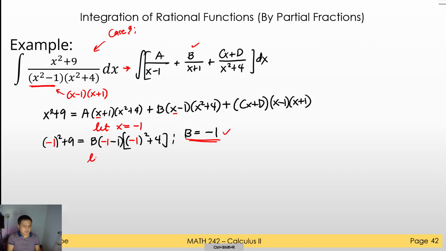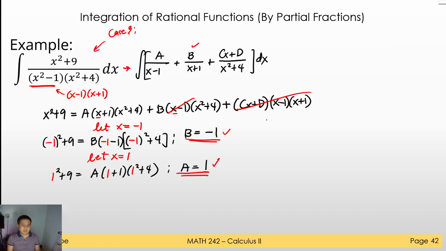So for the next one, you can use x equal to 1 so that you can cancel this out, right? So we have 1 squared plus 9 is equal to A times 1 plus 1 times 1 squared plus 4. So A here is equal to positive 1.